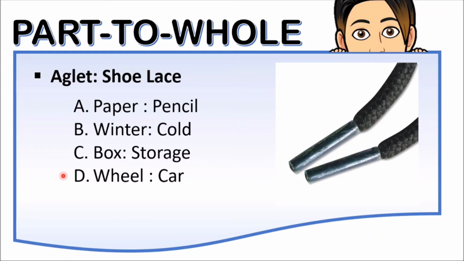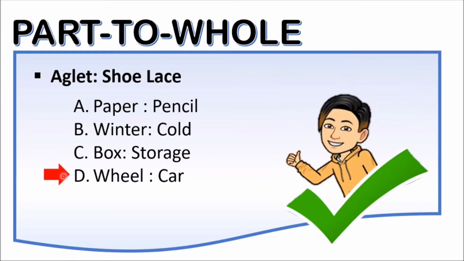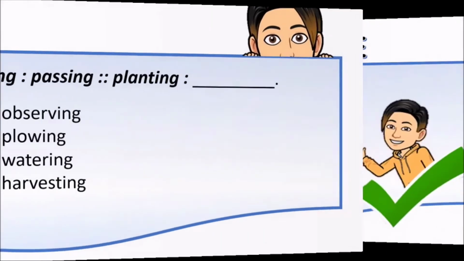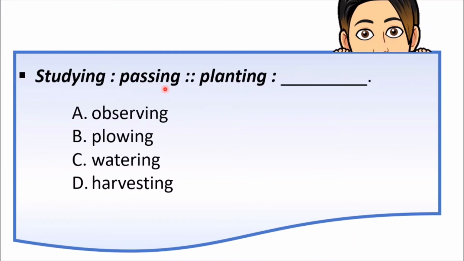Well, you got it right. Letter D, wheel is to car. Now let's go to the fourth type of analogy by answering this one. Studying is to passing as planting is to blank.